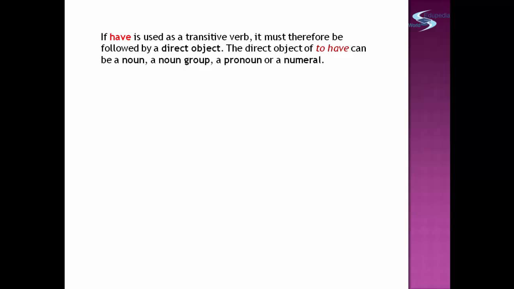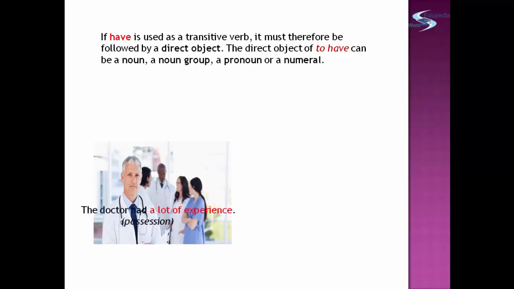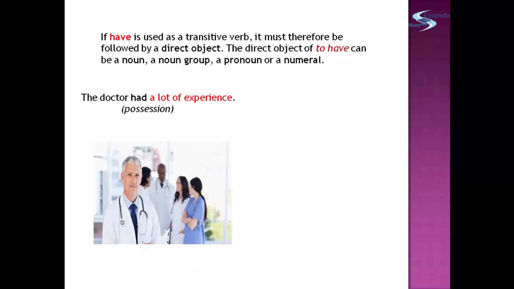If have is used as a transitive verb, it must therefore be followed by a direct object. The direct object of to have can be a noun group, a pronoun, or a numeral. Let us have an example. The doctor had a lot of experience. So it shows position. A lot of experience is the direct object of the verb had in this sentence. A lot of experience is a noun group.